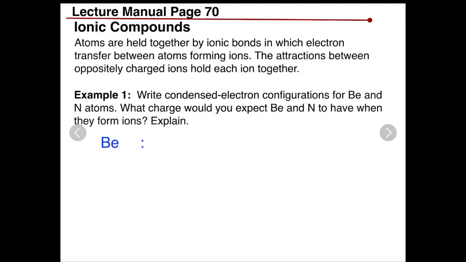Okay, so pretty much if you're looking at the periodic table and you write the condensed electron configuration of these, you are going to get helium as the noble gas core, right? Followed by 2s2 for beryllium. For beryllium to achieve a stable electron configuration, it's going to be easier to lose these two electrons in the s subshell, to become beryllium 2+, because beryllium 2+ would have the same number of electrons as helium, which is one of the stable noble gases, right?